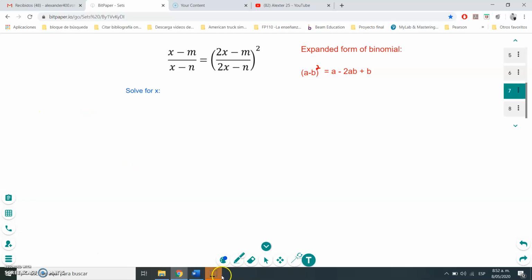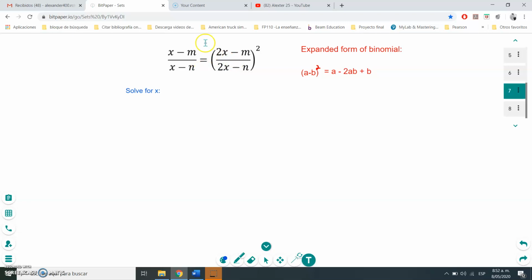Hello guys, here we are in a new video about literal equations. Now here we have a different equation which contains fractions. We have a fraction to the left and a fraction to the right. So how can we solve this?